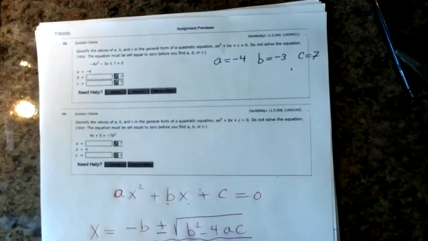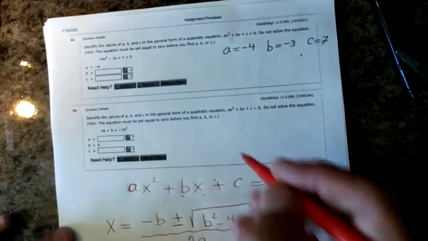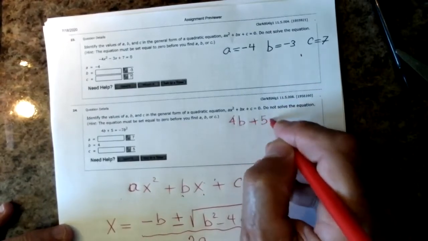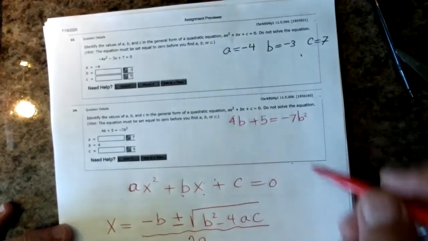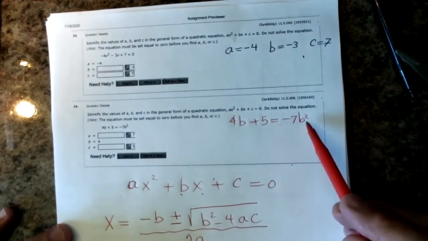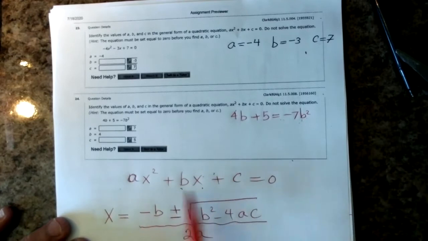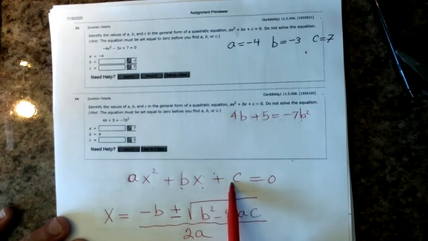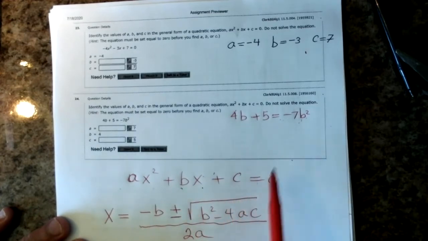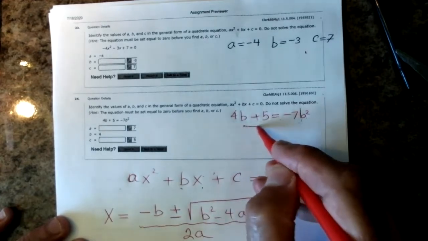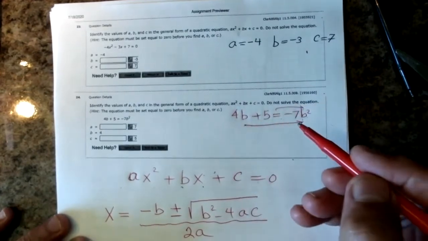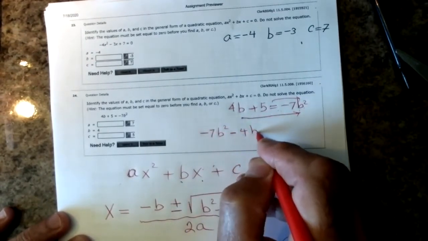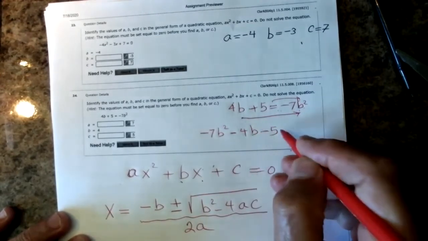Now, in this case, this one is 4b + 5 = -7b². I cannot determine a, b, and c unless I have the equation written in this form. That means the second degree should be first, then the first degree, then the constant, and the whole thing has to be equal to 0. So in this case, I need to move 4b and 5 to the right side. So then I have -7b² - 4b - 5 = 0.